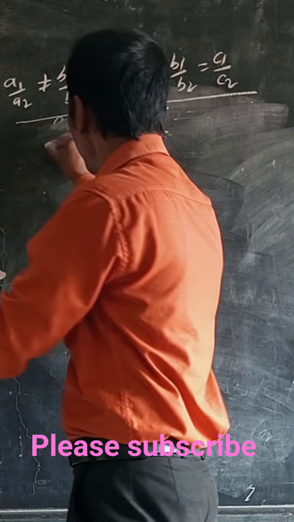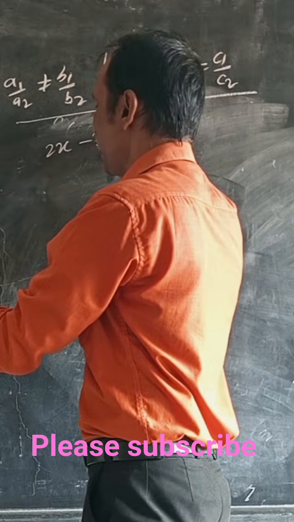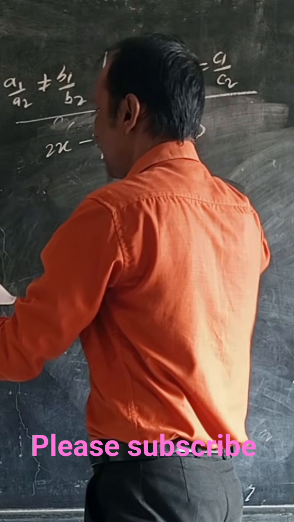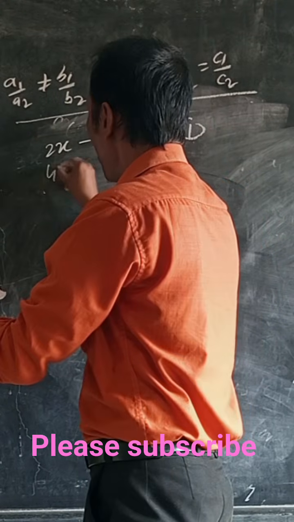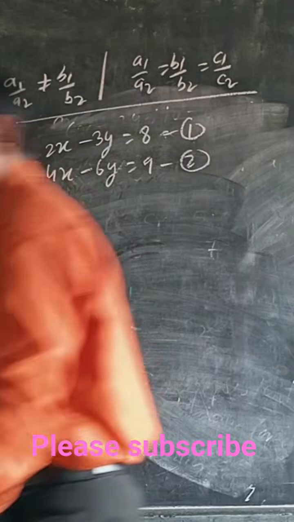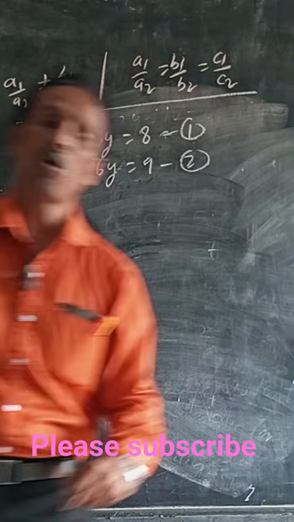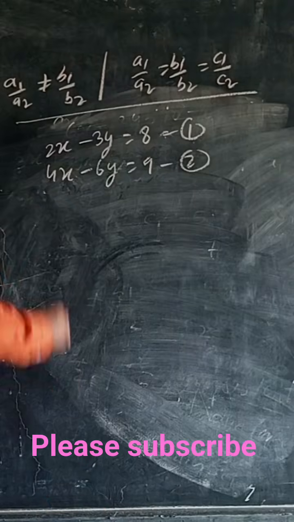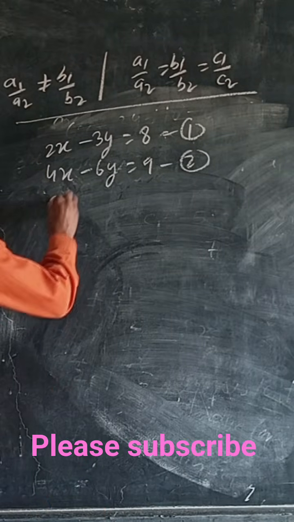Practice. 2x minus 3y is equal to 8, equation number 1, and another one is written: 4x minus 6y is equal to 9, equation number 2. We have to find whether it is consistent or inconsistent. So here, you have to write the a1 value.